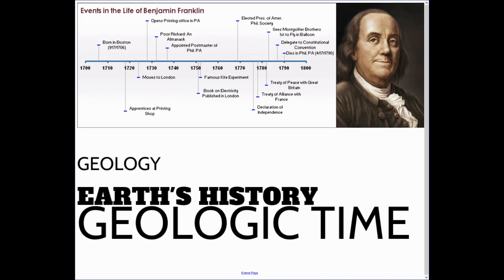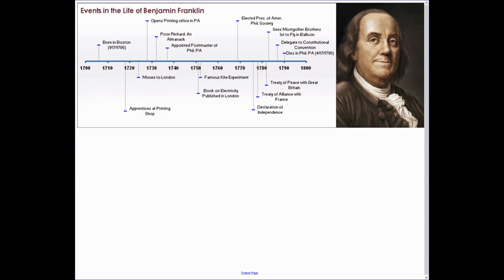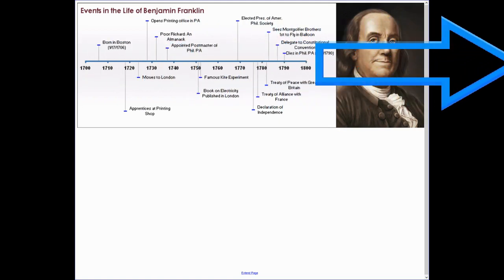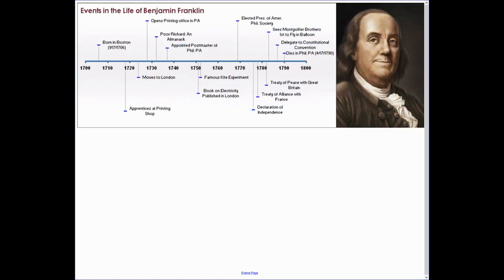Here's a timeline of Ben Franklin's life. You can see that he was born in 1706. He died in 1790. The time moves in this timeline from left to right, and you can see some of his accomplishments, some of the events in his life.